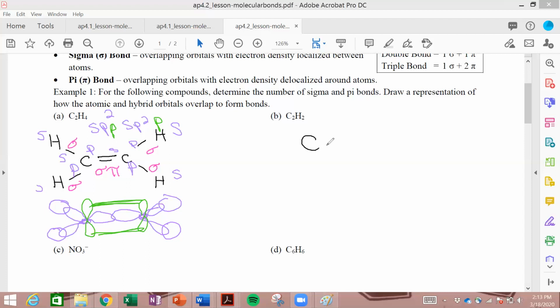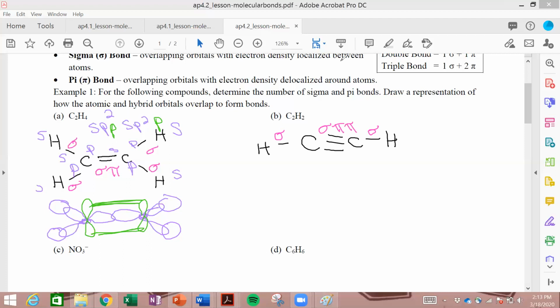C2H2, it's going to be the same idea. This time it's a triple bond. Right? So I have a single bond, which is sigma, another single bond, which is sigma, and then my triple bond is a sigma plus 2 pi bonds.